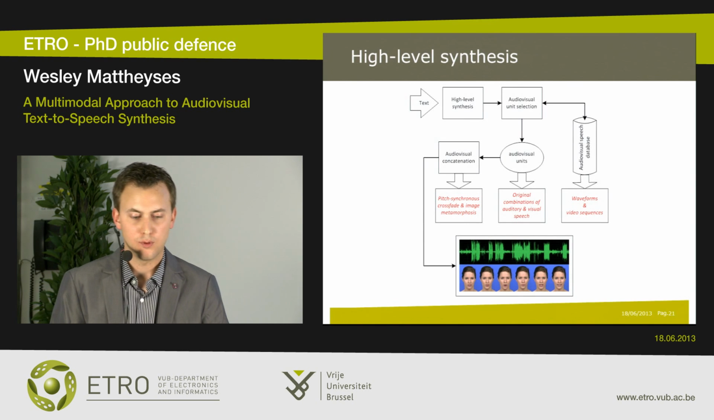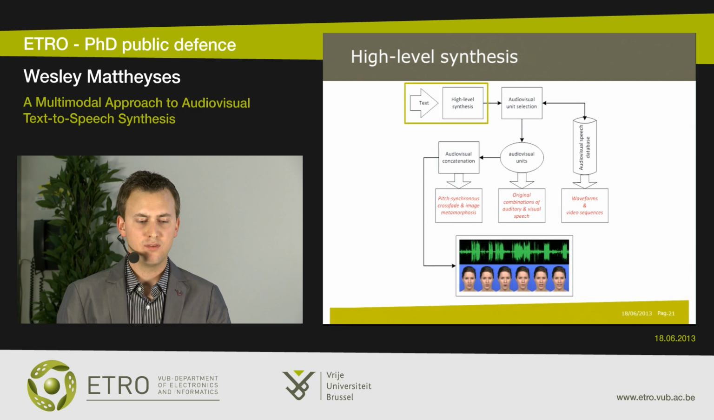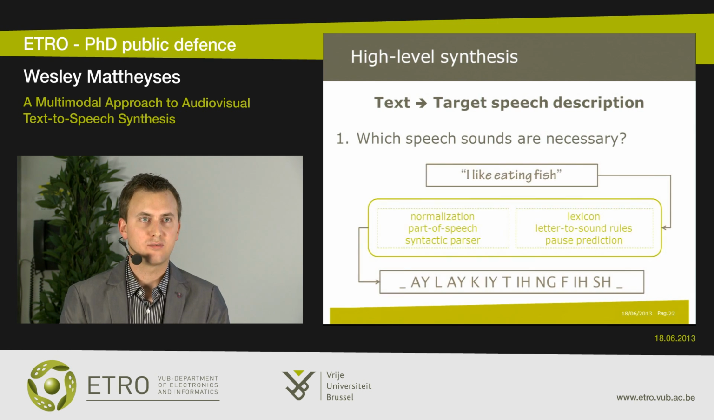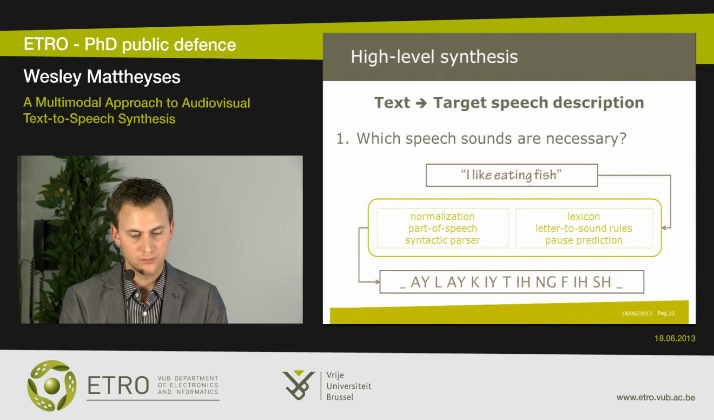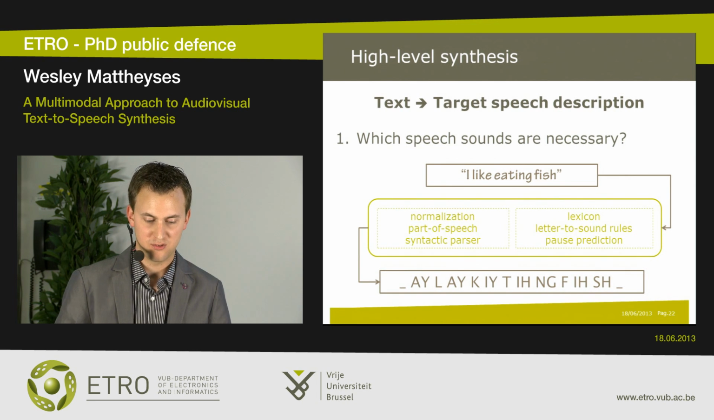Now, this is an overview of our synthesizer. In the first step, the text input is given to something we call the high-level synthesis. And the high-level synthesis needs to translate the text information into a target speech description. And the first thing we need to know is which speech sounds we need to create the message. For instance, when you have the text, "I like eating fish," you need to know, through a whole lot of steps, which sequence of phonemes is needed to create the output speech.